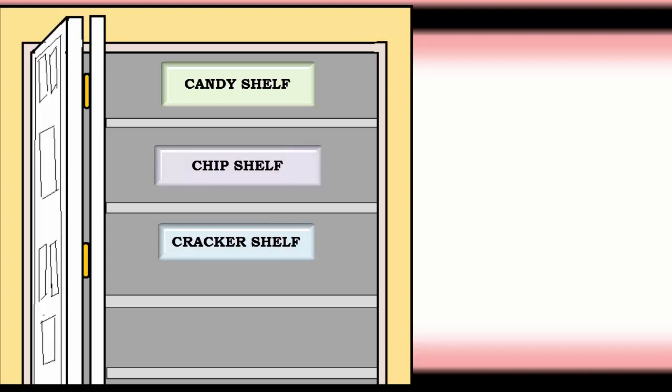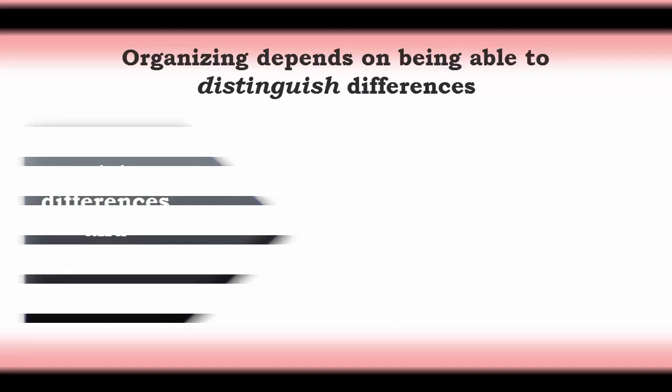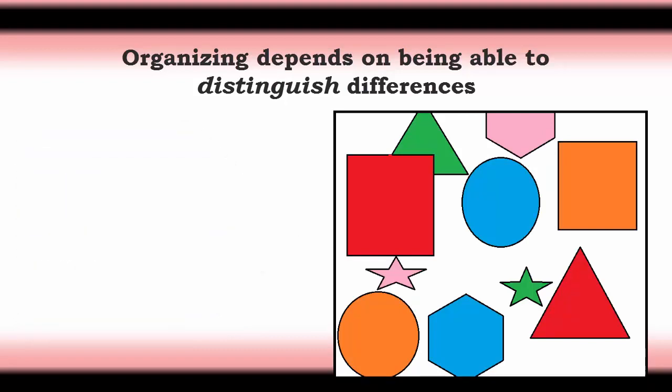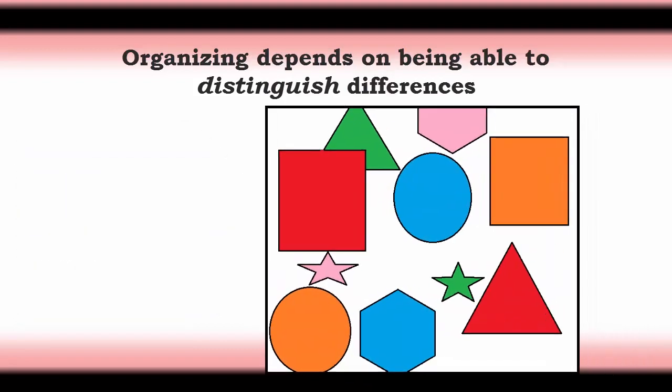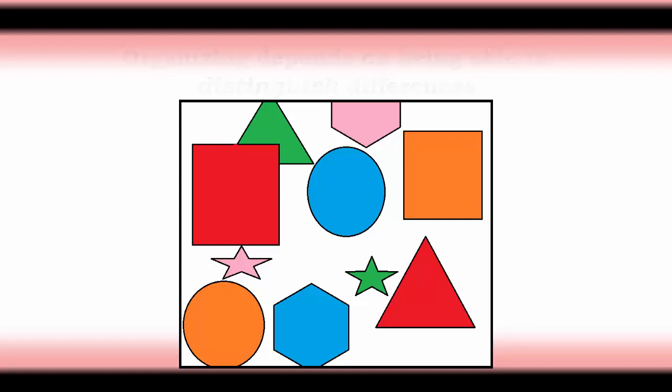Therefore, our first real takeaway about organization is that organization involves creating manageable units or blocks of information to help foster understanding. It's important to note that creating these manageable blocks of information that aid knowledge acquisition and understanding depend on us noticing difference and making those differences visible to readers. I mean, I'm sure that most of you know the difference between chips and crackers, right? Noticing that difference helps me categorize those two entities as different things.